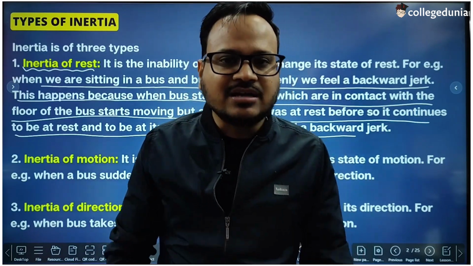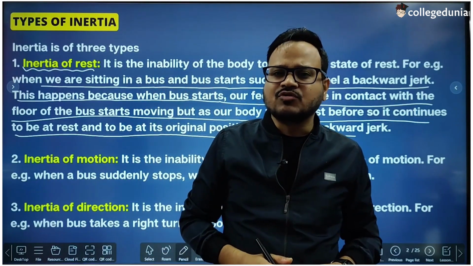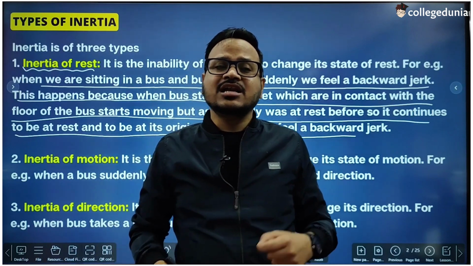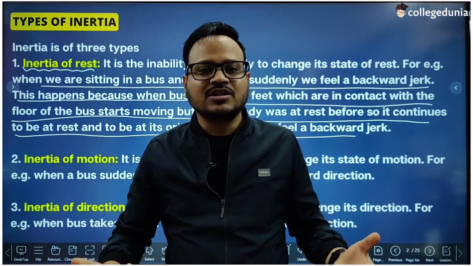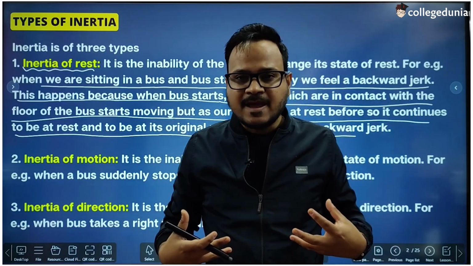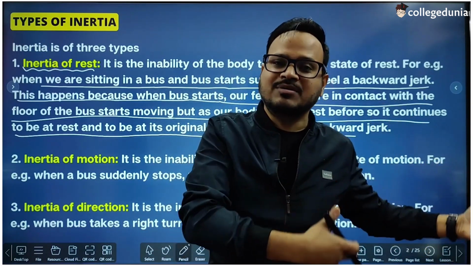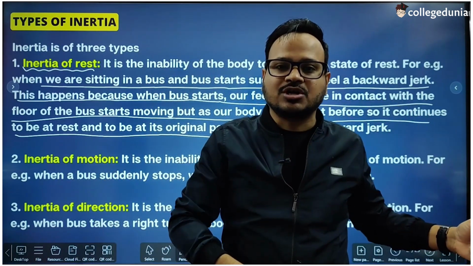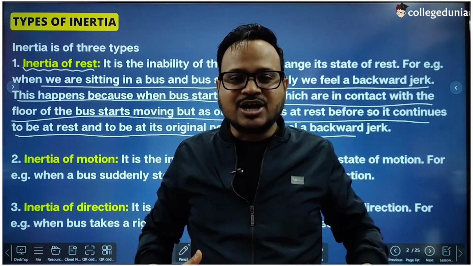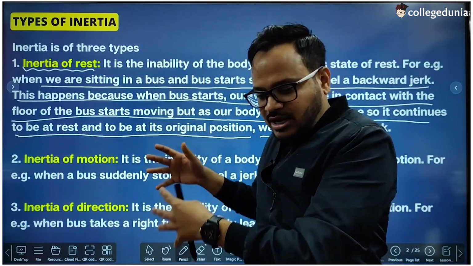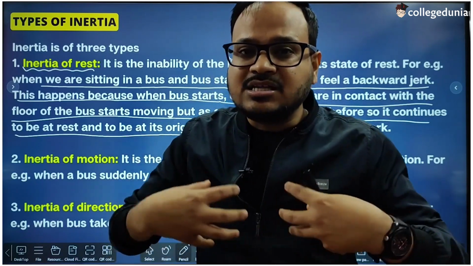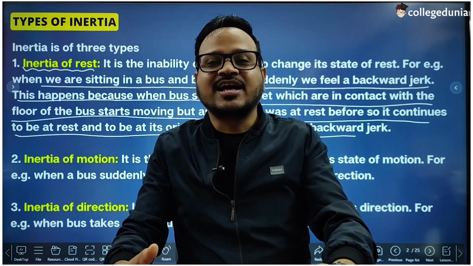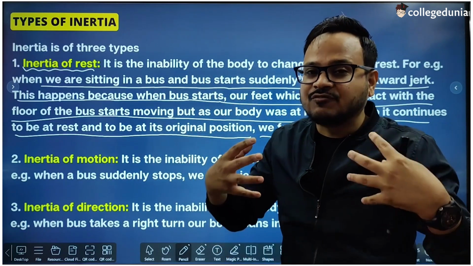Students, when we are sitting in a bus and the bus is at rest, but suddenly the bus starts moving, what happens? We feel a backward jerk. Why does this happen? Because our feet which are in contact with the floor of the bus start moving with the bus, but the upper portion of the body, which is at rest and wants to remain at rest due to inertia, tries to regain its original position. Before starting, this part of the body was somewhere here. So if the bus starts, this part wants to remain in that position only. So the feet travel with the bus in the forward direction and we feel a backward jerk of the upper body, right?